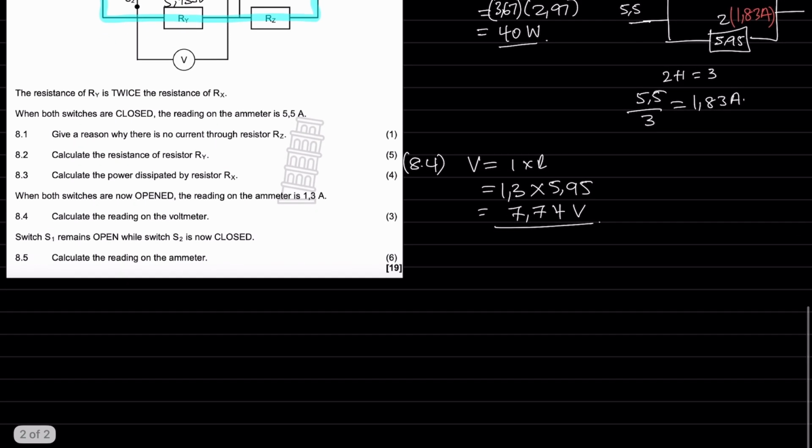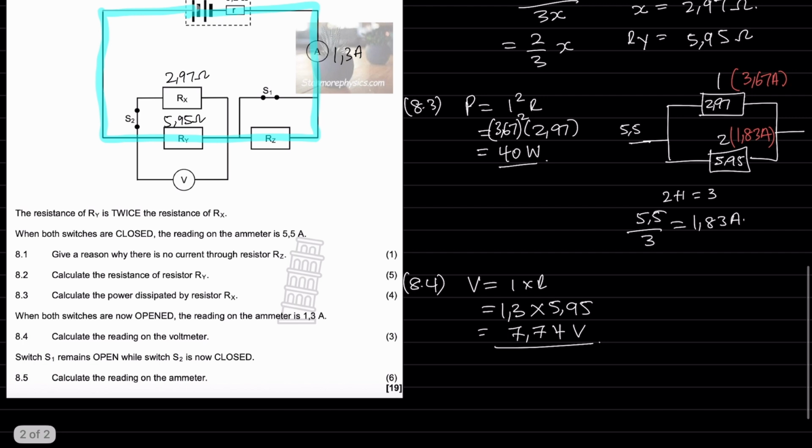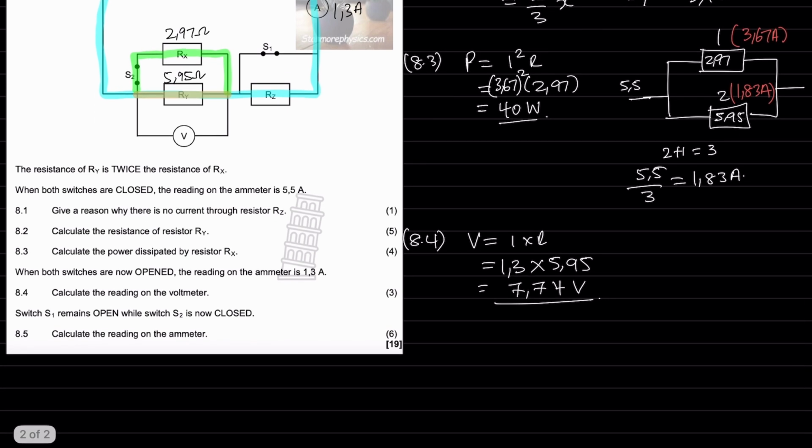Next, switch S1 is opened while S2 is now closed. Okay, so now we have our parallel branch back. So here's our parallel branch, and we have our two different pathways. Now they want to know, calculate the reading on the ammeter.